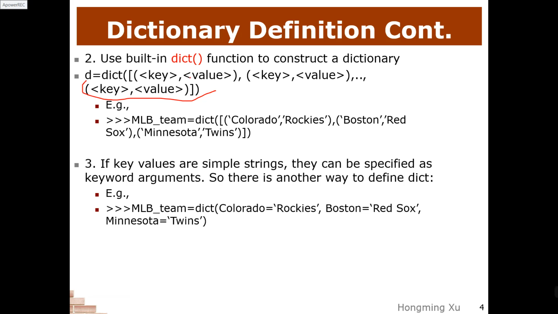If the keys are simple strings, they can be specified as keyword arguments, and then there is another way to define a dictionary. Like this way, the key is a string, and we just use the assignment operator to assign the value to the key. But here we should notice that the keys should be strings.